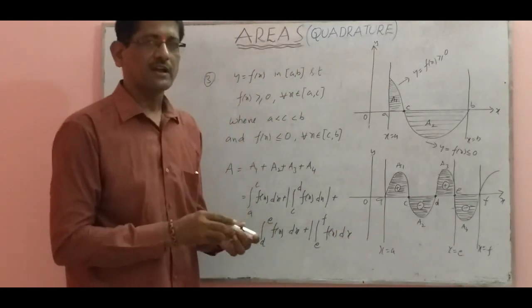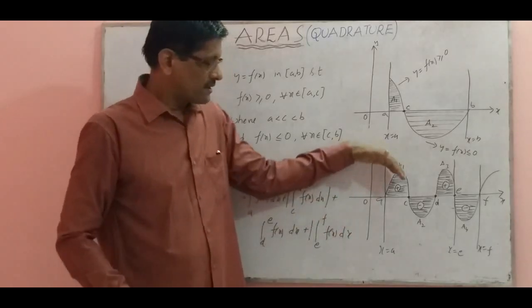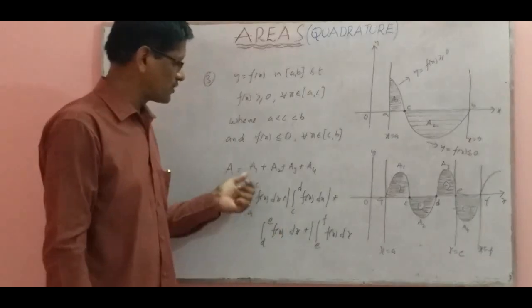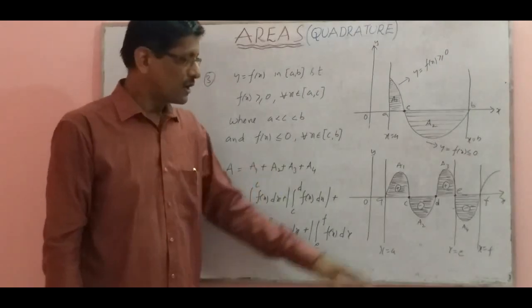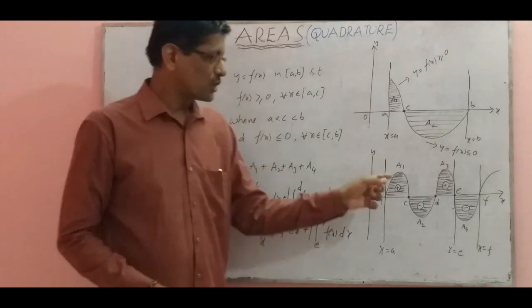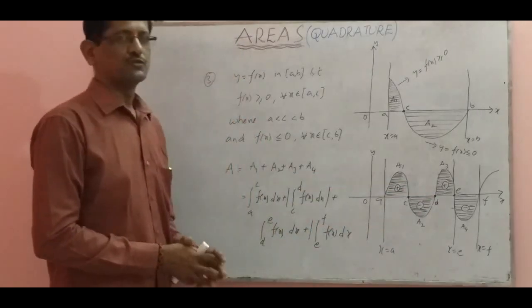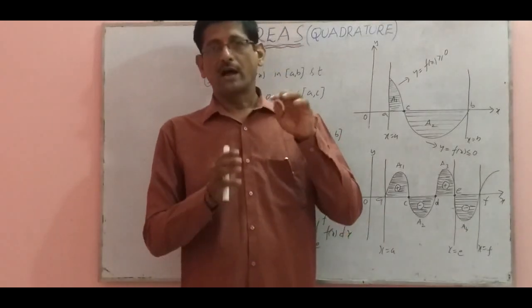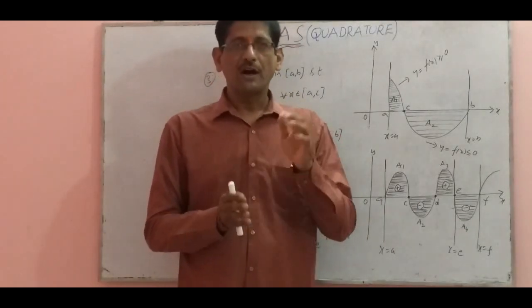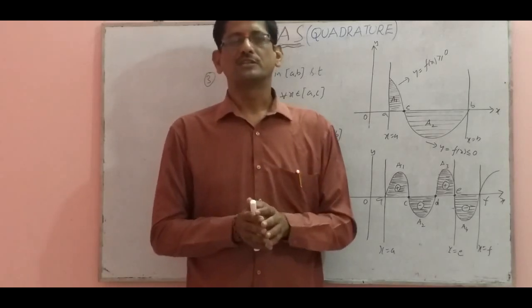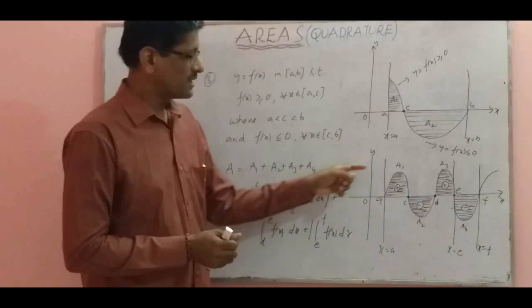That means the curve goes upward, downward, upward, downward. So the total area is equal to A1 plus A2 plus A3. Downward, put modulus. Upward, no need to modulus. So the total area is equal to this one. So the curve is upward and downward. If upward, no need to modulus, and downward, put the modulus to calculate the area of the regions.